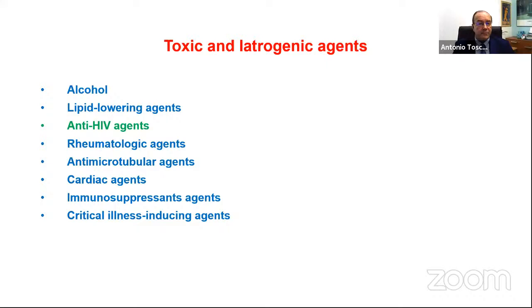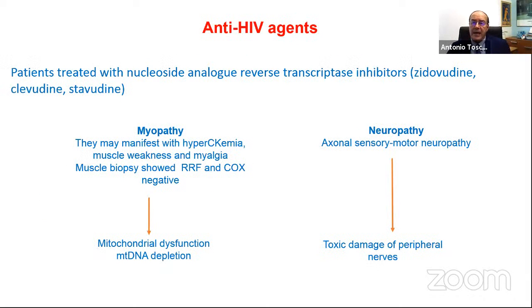Another group of agents are the anti-HIV agents, and this group is still able to produce myopathy or neuropathy. You can see here that, for example, the nucleoside analog reverse transcriptase inhibitors, you know the names, zidovudine, didanosine, stavudine, may provoke a neuropathy, which is an axonal sensory motor neuropathy, because there is a direct toxic damage of peripheral nerves. On the other side, if you look at the involvement of skeletal muscle, as usual, you can have hyperCKemia, you can have muscle weakness, you can have myalgia, but those situations are usually due to a mitochondrial dysfunction.